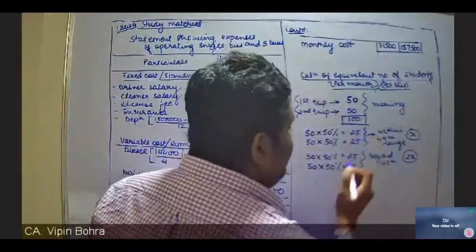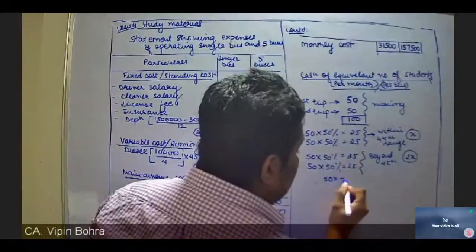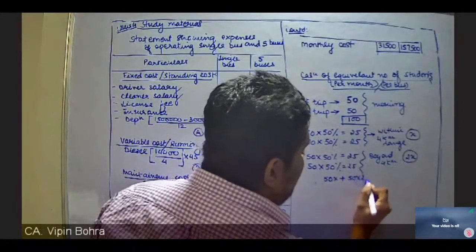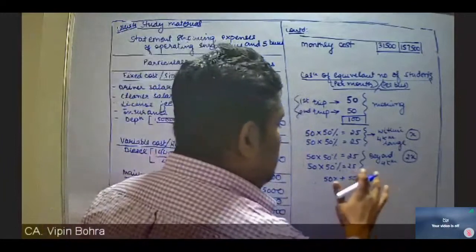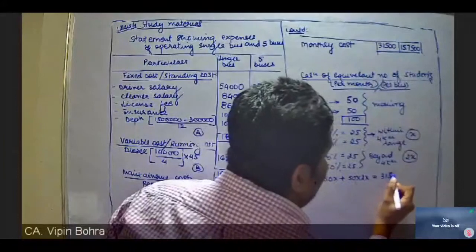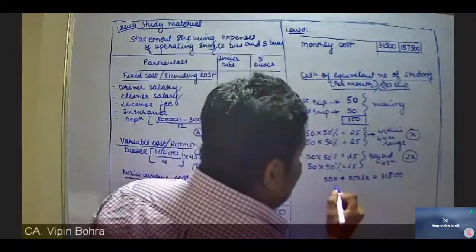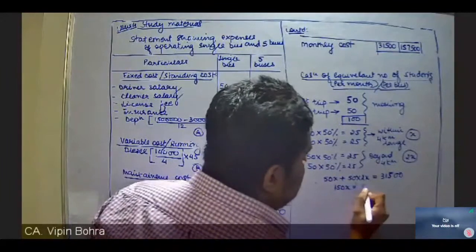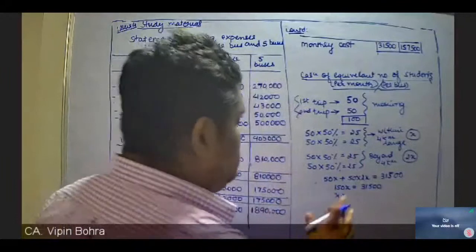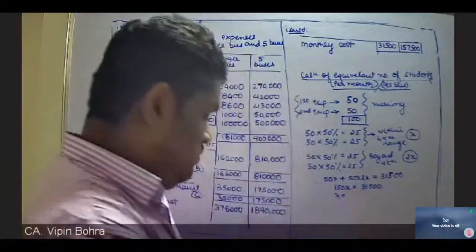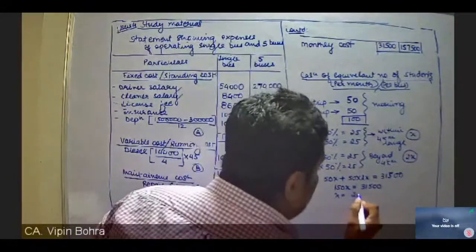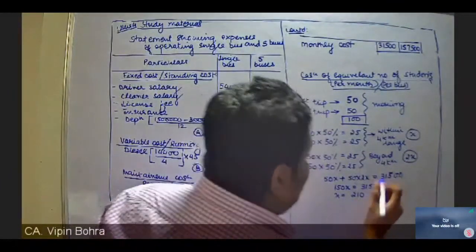So 25 plus 25, 50X, plus 50 into 2X should be equal to the per bus cost of 31,500 per month. So in short, 150X is equal to 31,500, or we can say X is equal to 210 rupees. So we have assumed X for what?